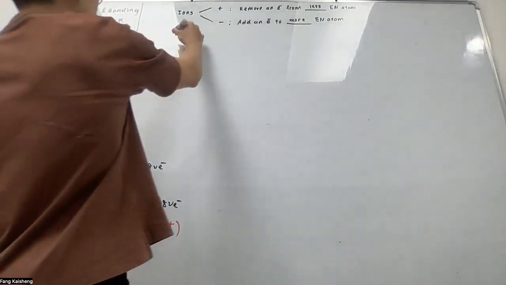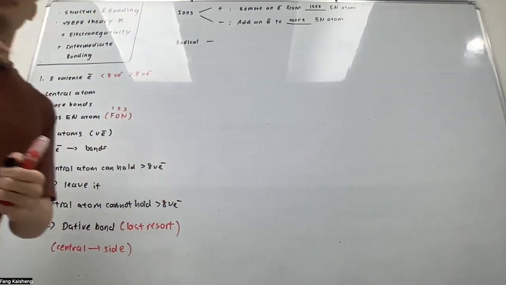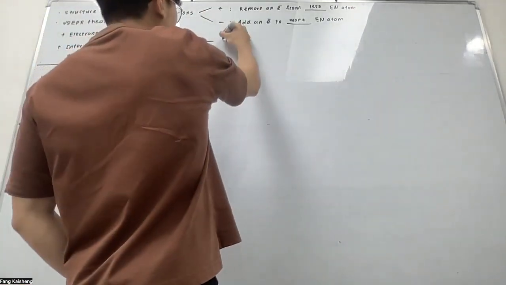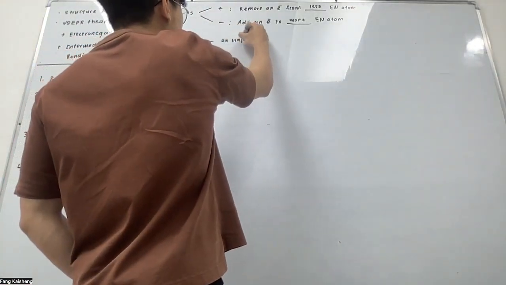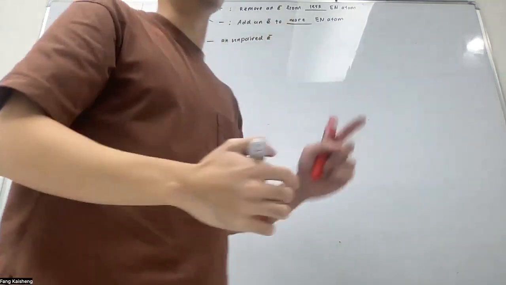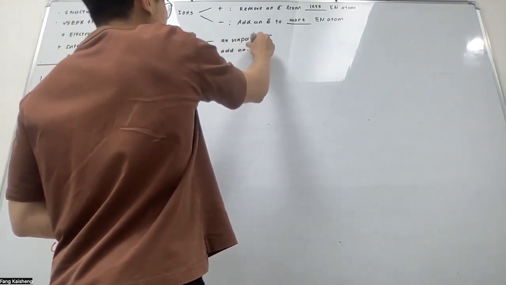But I also talked about radicals. Can you remember what a radical is? Remember the one with only one electron? So recap. A radical is a species containing an unpaired electron. Not any species can have this. It's only if there are an odd number of valence electrons.